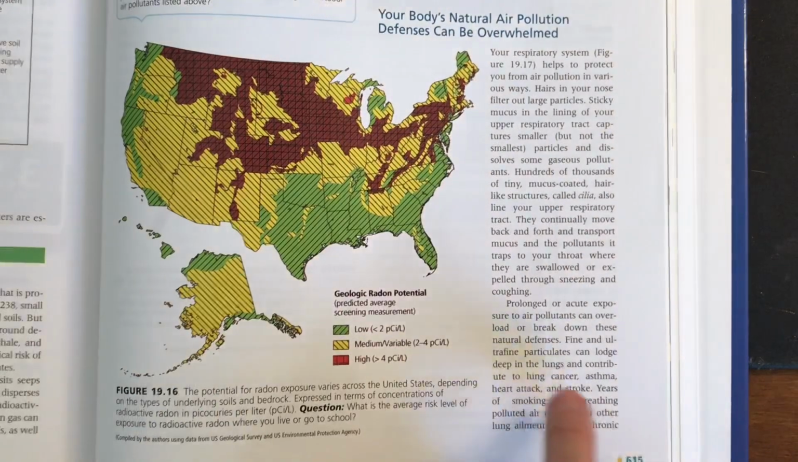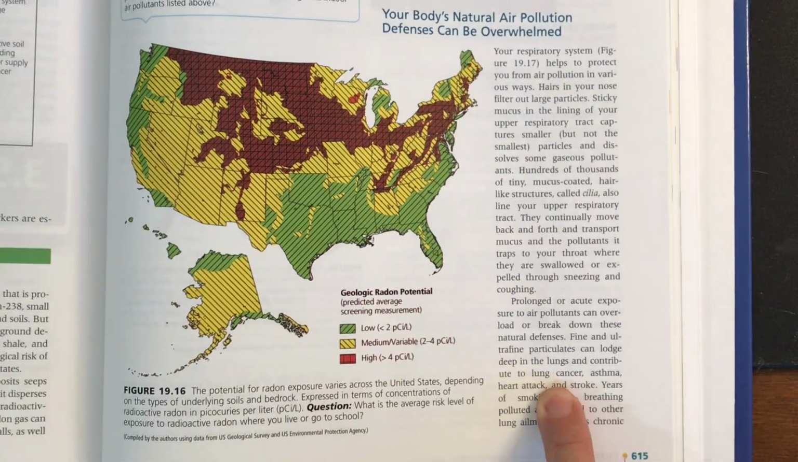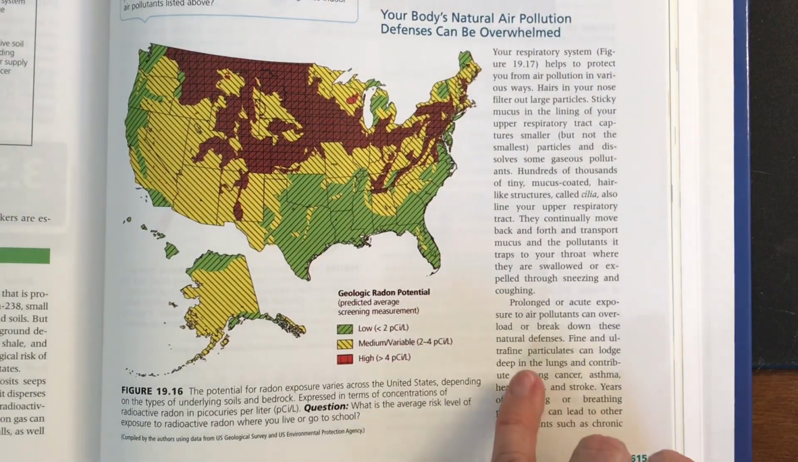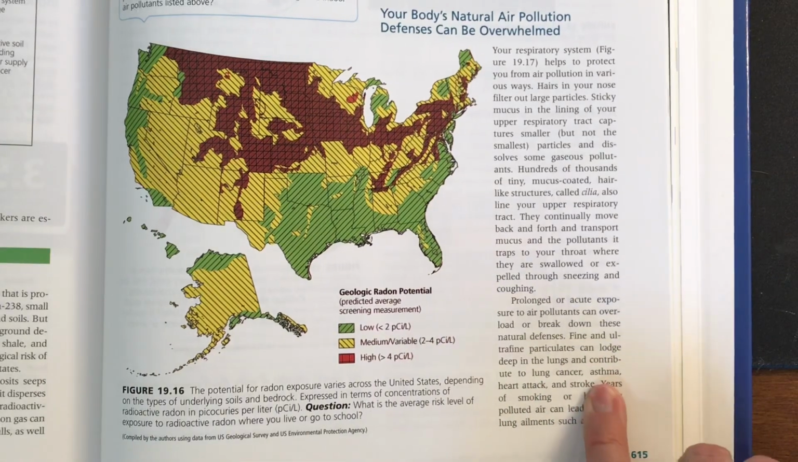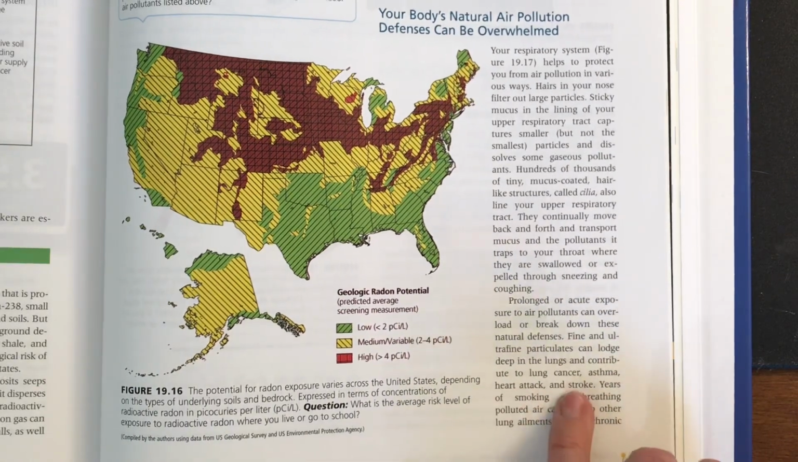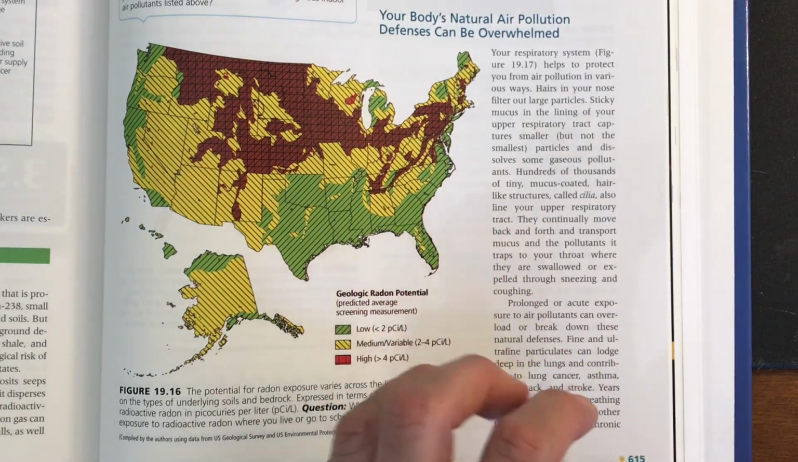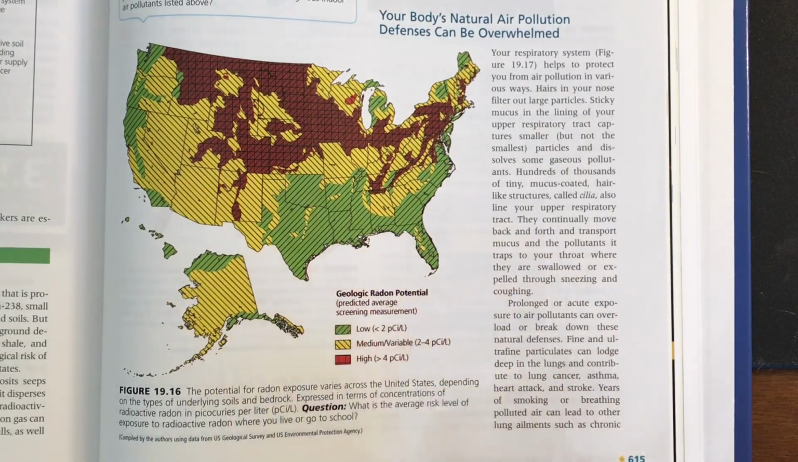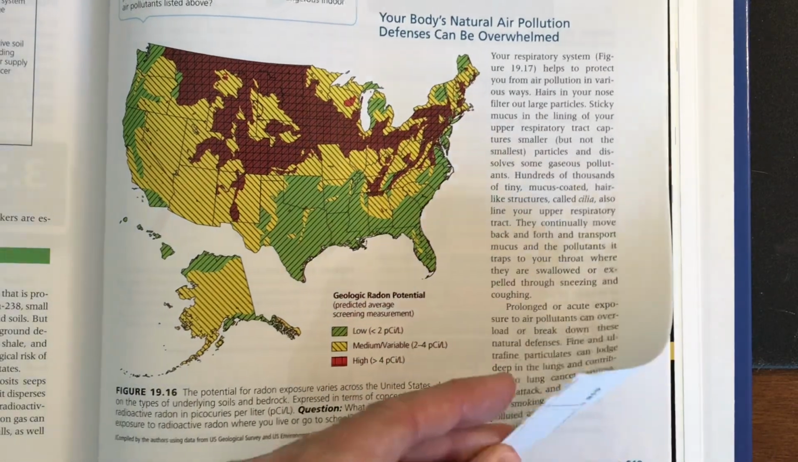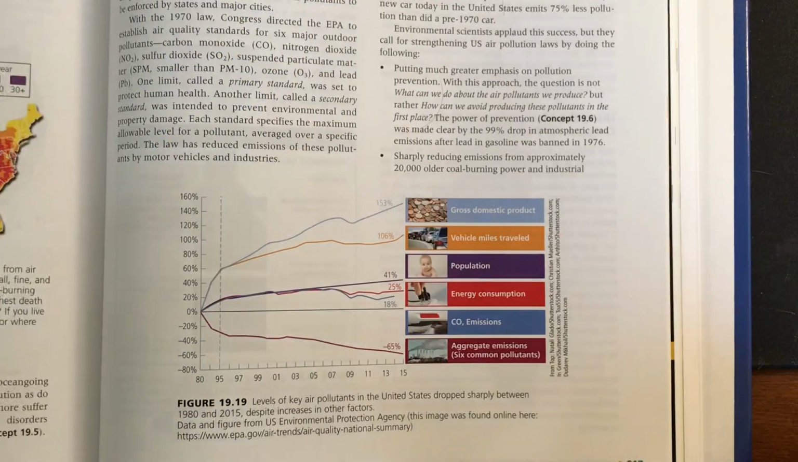This is really key. It's not just that your lungs become irritated, you can end up getting lung cancer. It can actually cause asthma, heart attacks, and strokes. So living in an area with high levels of air pollution can lead to heart attacks and strokes later on in life. It's not just that you have irritated lungs the whole time. It can be fatal.